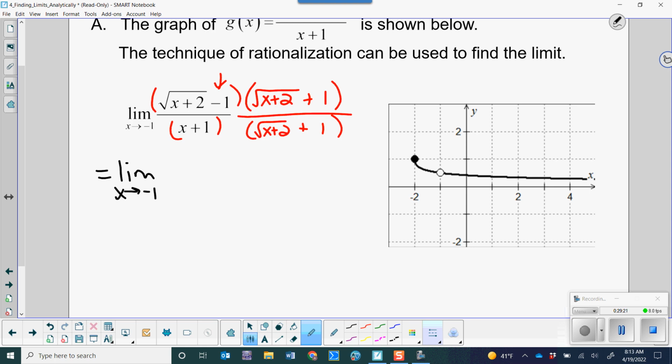So the top part is now, if you FOIL this out, multiply it, you're going to have first times first, which is going to be x plus 2, because you have square root of x plus 2 times square root of x plus 2. Your outside and inside are both going to just be opposites. That's why the difference of squares works. And then your last term is negative 1 times 1, which is 1.